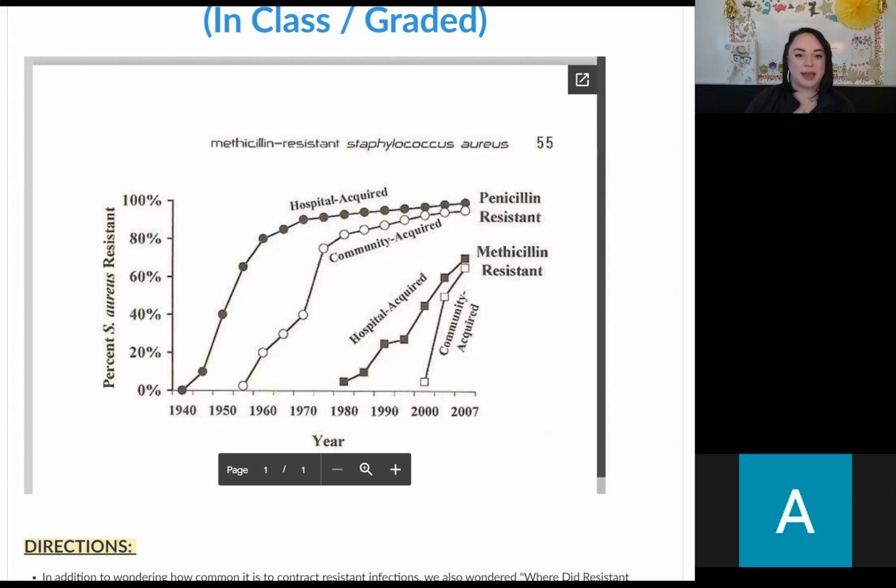So again, right now, you should be looking at the graph and pulling out 4 pieces of information about bacteria, resistant bacteria, where they came from, and posting them in the discussion below.